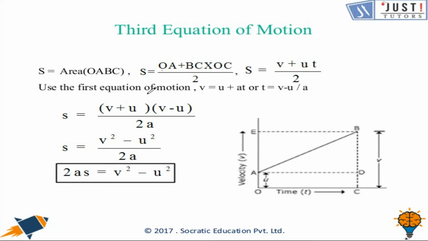So the first equation of motion is v is equal to u plus at, or we can say time is equal to v minus u over a. So substituting these values in this one, s is equal to (v plus u)(v minus u) over 2a. So we'll get v square minus u square over 2a, and it gives us 2as is equal to v square minus u square, which is your third equation of motion.